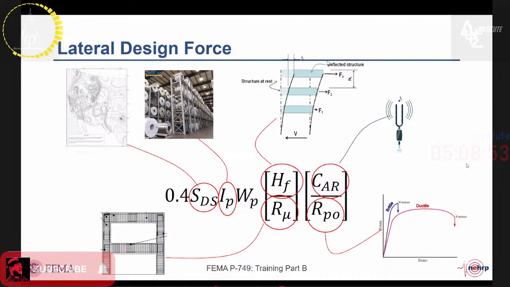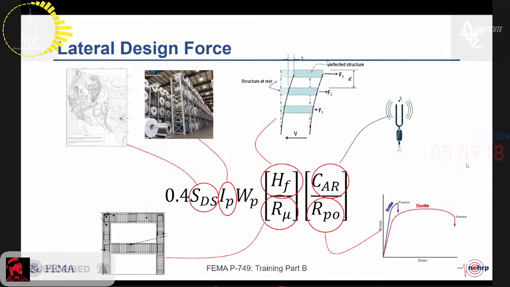Looking at this formula in somewhat more detail, we see that the value S sub DS is a ground motion parameter, same as used to design the rest of the structure. The occupancy importance factor, I sub P, is dependent on the type of component, and the risk to life safety depends on its failure. H sub S is the height within the structure that the component is located at.